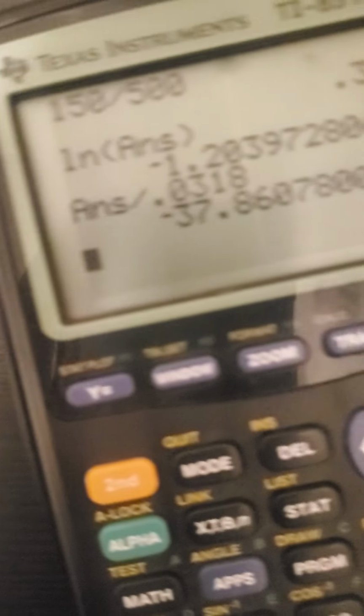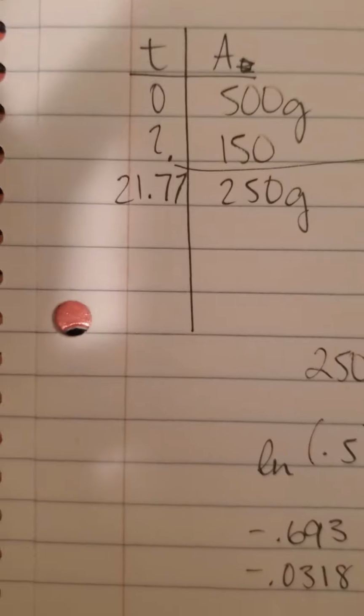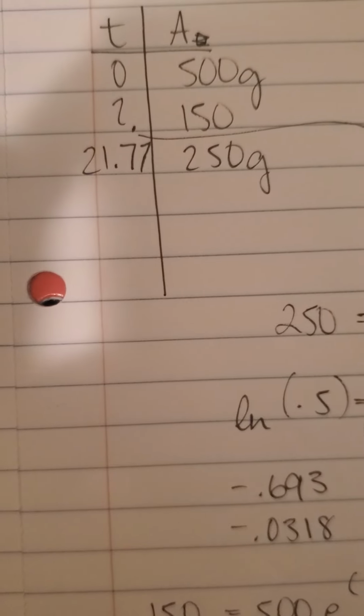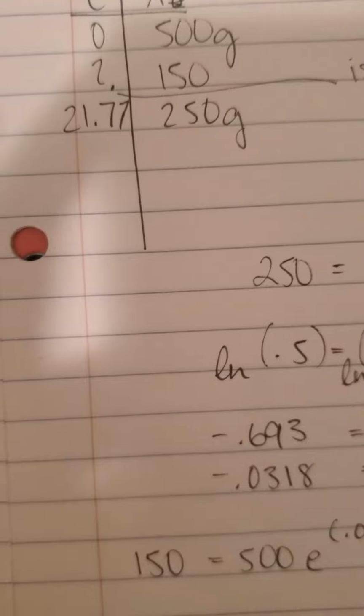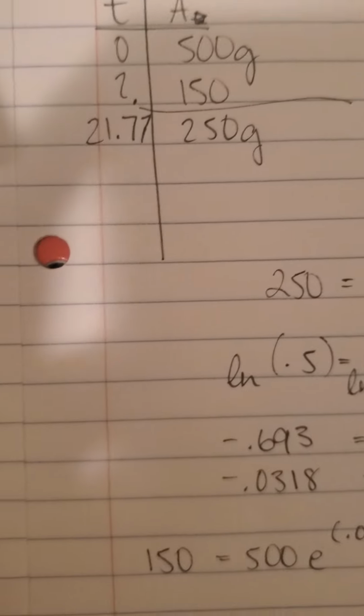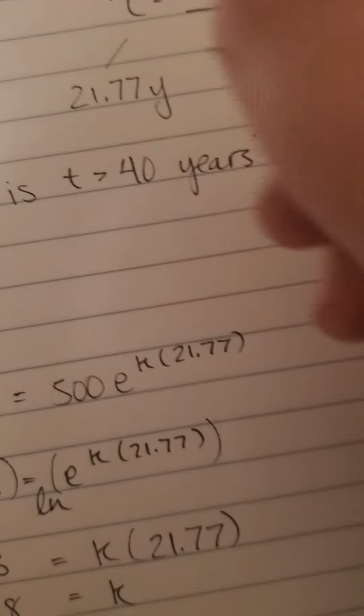Equals roughly 38 years almost. 38 years, right? That's 37.86. Yeah, that's about 38 years. That makes sense, because 38 years is greater than 21 years, and at 21 years you get 250 grams. So it's going to take about 38 years to get to 150 grams. Is t greater than 40 years?